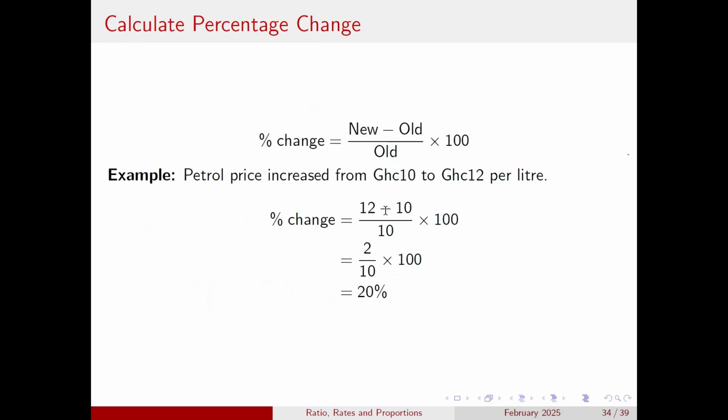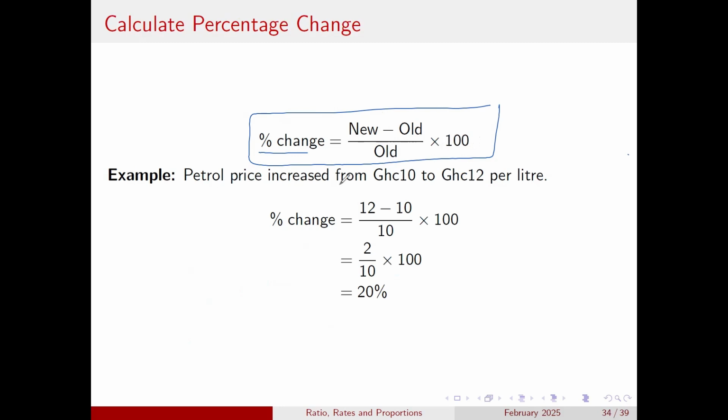Now let's look at calculating percentage change. To calculate percentage change, you need to know two main values, the old value and the new value. Now here is the formula for calculating percentage change. So percentage change is equal to the new value minus the old value all over the old value times 100.